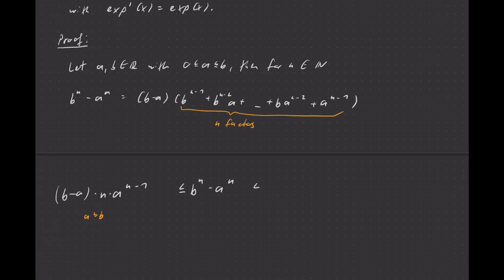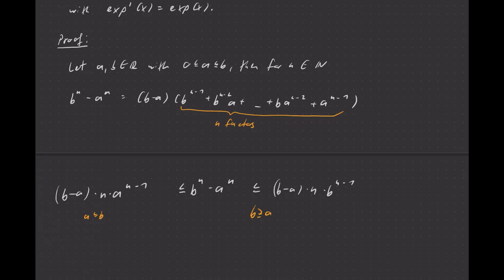And on the other hand, if we replace every occurrence of a in this formula by b, then we increase the sum because b is greater or equal to a. And if we do that, again, we get n factors of the same type, and this time it's b^(n-1). So the upper bound here is (b - a) times n times b^(n-1). And this is the inequality that we're going to use.